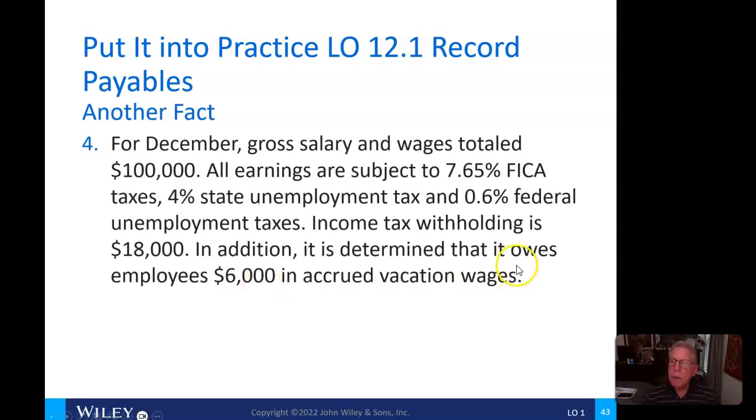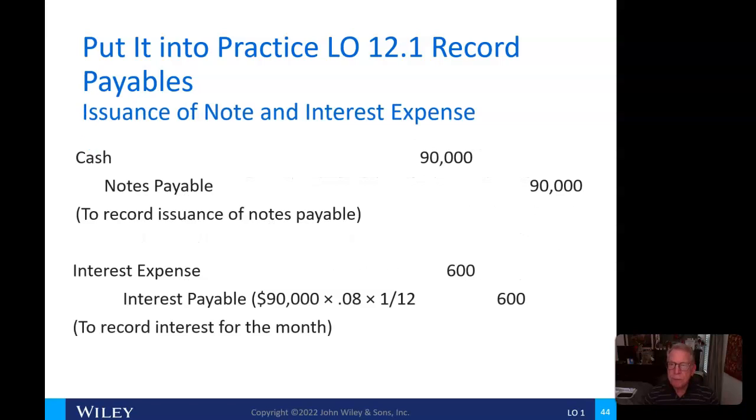Number 4, for December, gross salary and wages totaled $100,000. All earnings are subject to the 7.65% FICA taxes, 4% state unemployment tax, and a 0.6% federal unemployment tax. Income tax withholding is $18,000. In addition, it's determined that it owes employees $6,000 in accrued vacation wages.